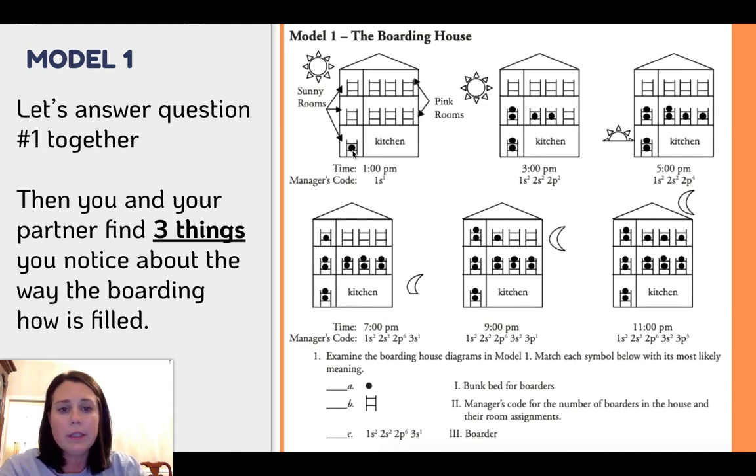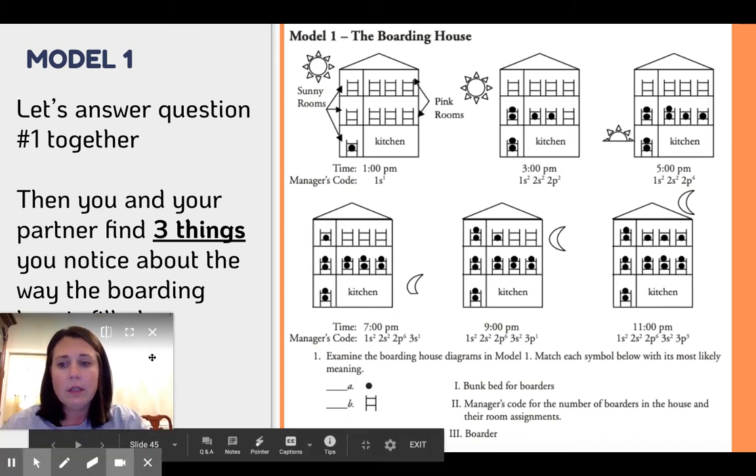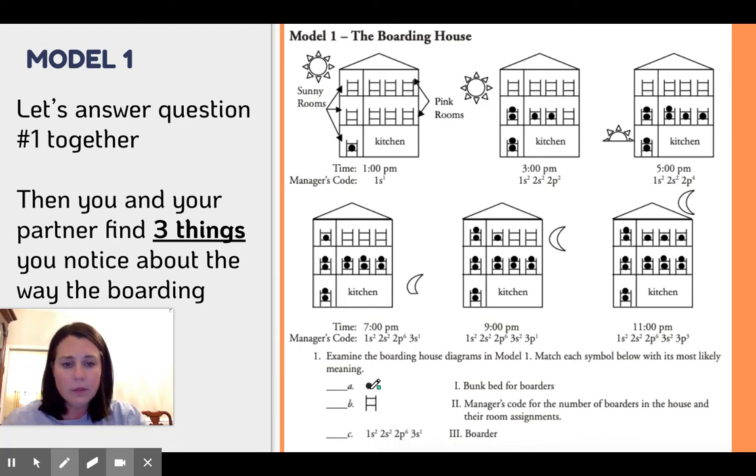So we can look and see what some of these symbols mean. This little circle here is the boarder. That's the person that's staying. This little ladder is the bunk bed. And then this little number set here is a manager's code. What that manager's code is doing is telling us how many people are staying and where they're staying, which bed or which room they're staying in.